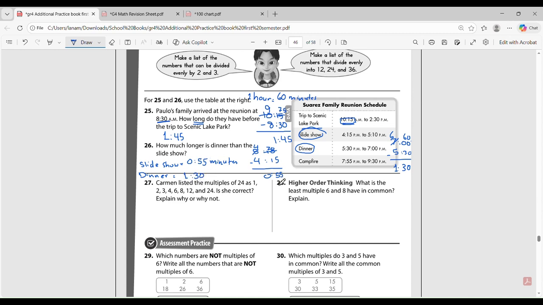Now what is the difference? How much longer is the dinner? So we will subtract 1:30 minus 55. Again, this will become 0 and this will become 90. 90 minus 55 equals 35 minutes longer.